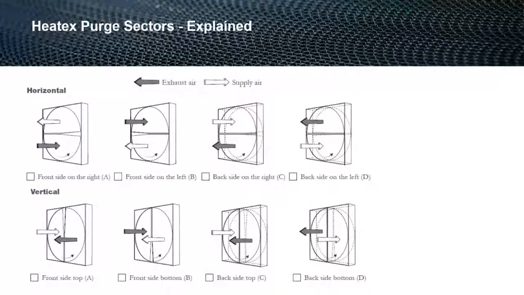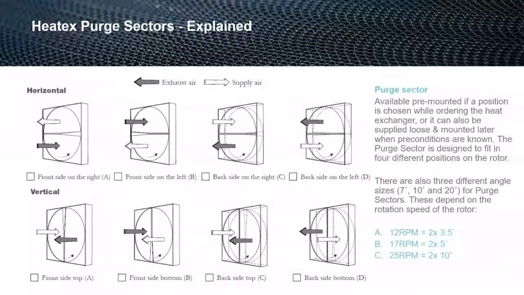On the bottom 4 images, you also see the same, but with the vertical configuration. The principle is exactly the same. We're just changing the airflow configuration from top to bottom to be side by side at that particular point. But one question that gets asked quite a lot is about the purge sectors, and why do we have different size purge sectors and different angles, and how does that work?